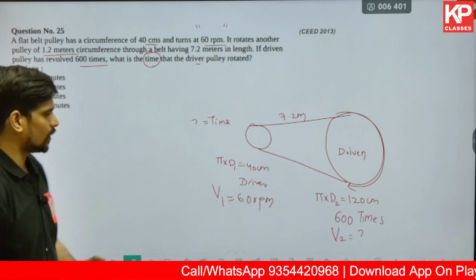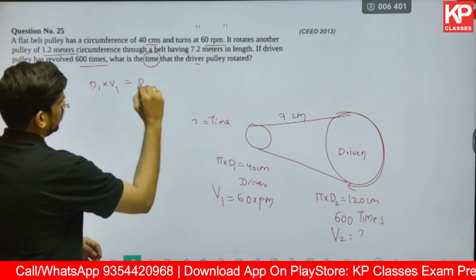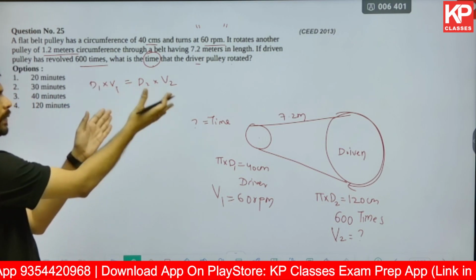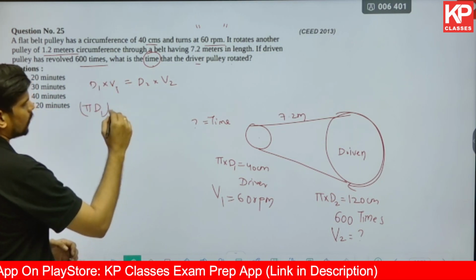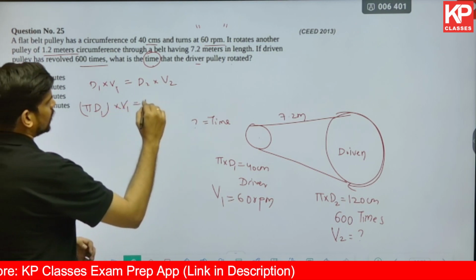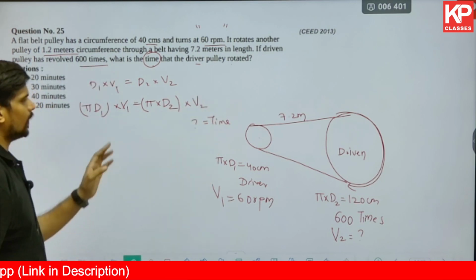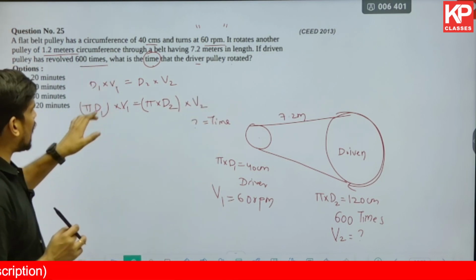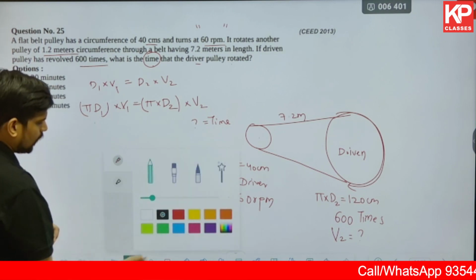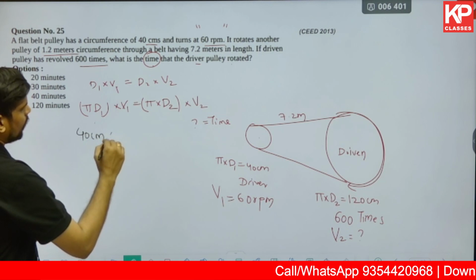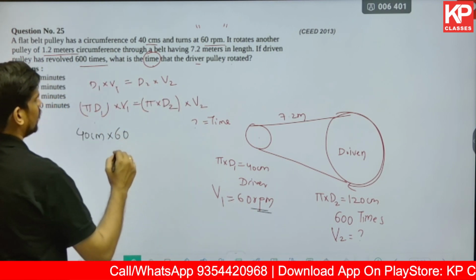So you know the equation we apply: d1 into v1 is equal to d2 into v2. If you multiply pi on both sides of this equation, you get pi into d1, that is the circumference of the first disc, into the velocity of the first disc, which is the same as pi into diameter of the second disc into the velocity of the second disc. I'm just deriving and showing you that instead of diameter you can use circumference directly. So what is pi d1? That is 40 centimeters. Multiply it with the rotational velocity of the first disc, 60 rotations per minute, 60 rpm.